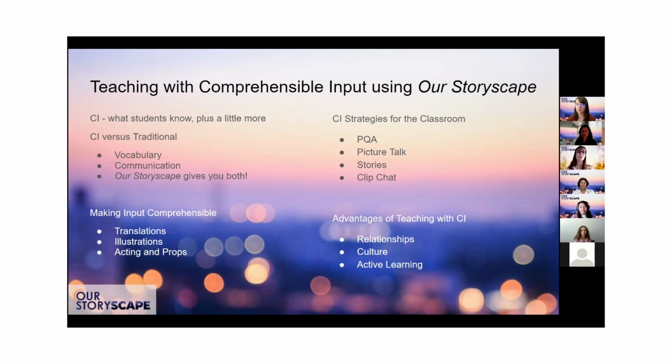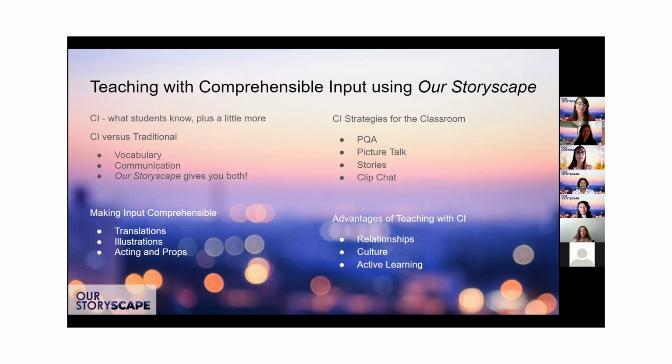And we pointed out that our Storyscape actually gives you both. You have the CI and you also have the traditional. We looked at ways to make your input comprehensible through things like translations, illustrations, acting, props, things like that. We talked about some CI strategies that you can use in the classroom that are built in to our Storyscape, such as the personalized questions and answers, or PQA, picture talks, stories, and the Clip Chat that you can use with the authentic resources.